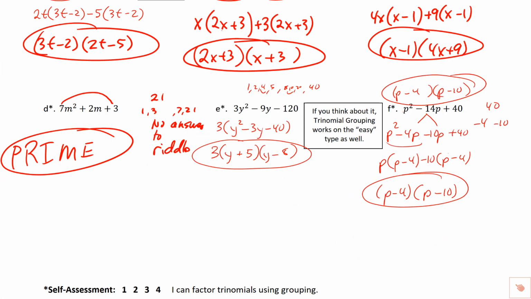So that is called trinomial grouping. That's the technique. Again, always take out the GCF, and then if there are 3 terms, you want to figure out, is it an easy one or a hard one? If it's an easy one, piece of cake. Do it the easy way. Just answer that riddle right there. If it's a hard one, then we do this trinomial grouping technique.